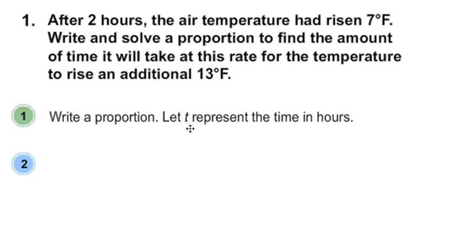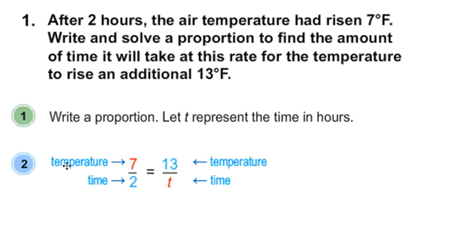They said let t represent the time in hours because you're looking for the amount of time. So what we're doing is we're just substituting a variable for something that we don't know. So here we set up temperature and time. Notice when we set up this proportion, we kept temperature on top for both sides, and we kept time on the bottom for both sides. Okay, that's very important because you have to be consistent.